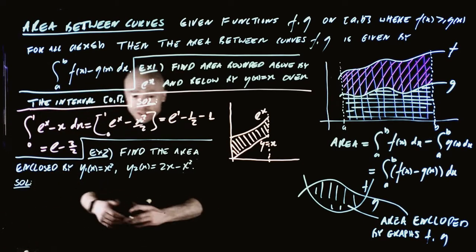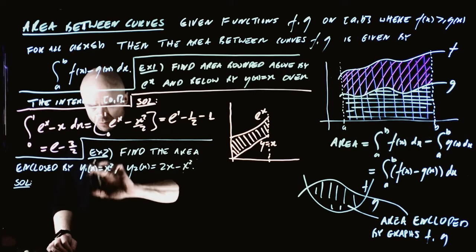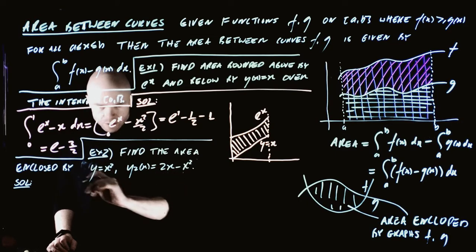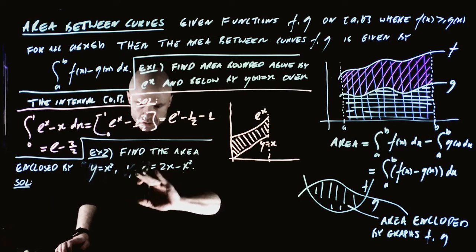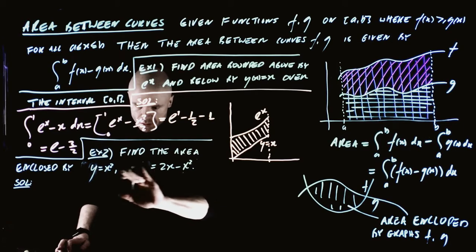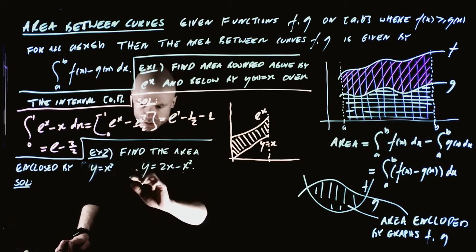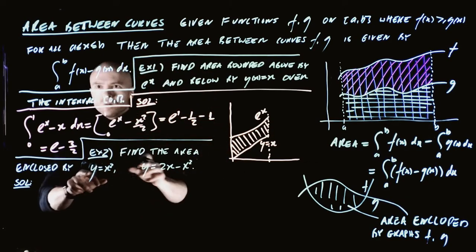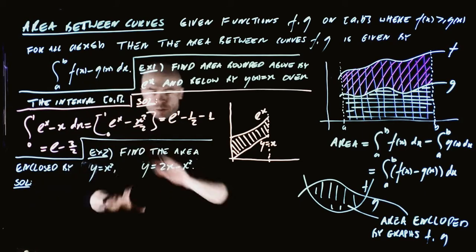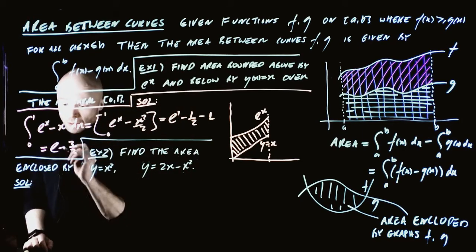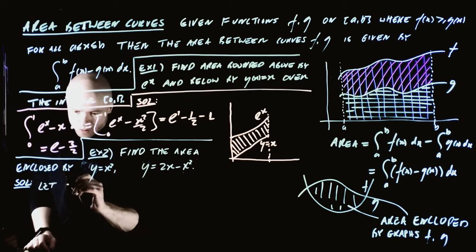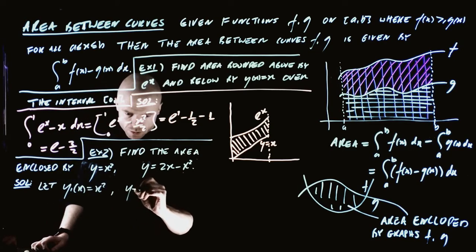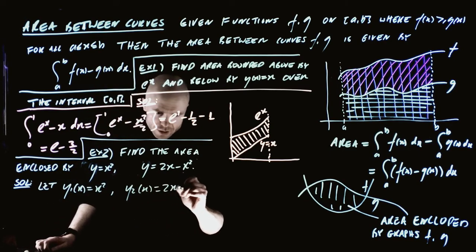First thing to say is that actually the way the question was phrased in the book, I believe, wasn't like this at all. They wrote something like this. And when you see something like this, the first thing to do is to give these things different labels. Don't call them both y. That's just a recipe to get confused. So first thing to do is let y1 equal x squared and y2 equals 2x minus x squared.